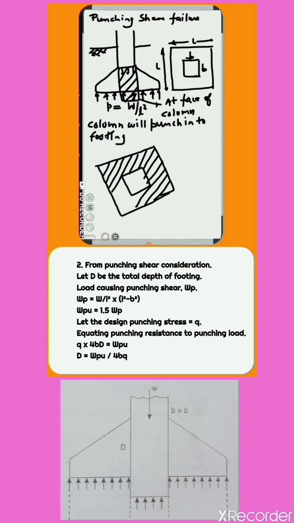Let the design punching stress equal Q. Equating punching resistance to punching load, Q into 4 times B into D equals WPU. D equals WPU upon 4 into B into Q.